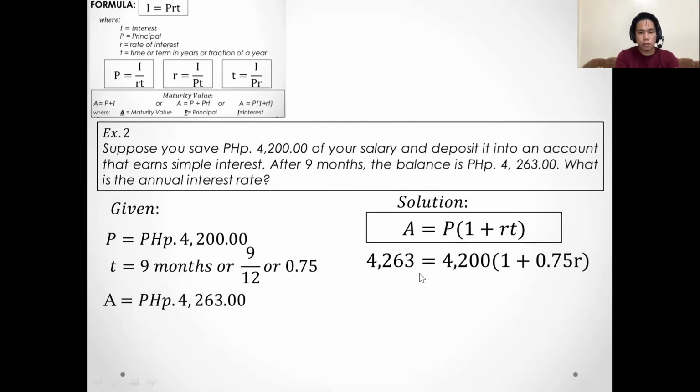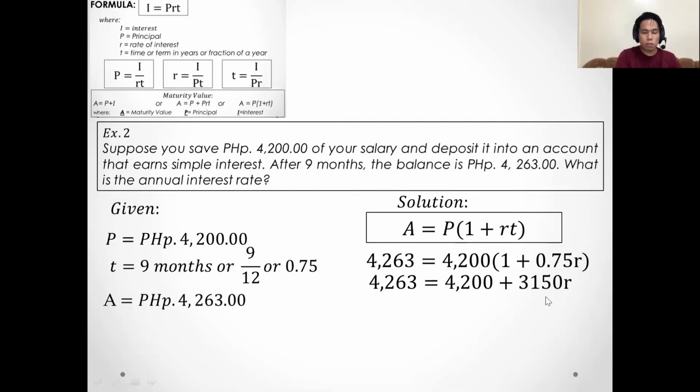Okay? So, next is, we're going to distribute, or the distributive property of multiplication. 4,200 times 1 is 4,200. 4,200 times 0.75R will give us 3,150R.